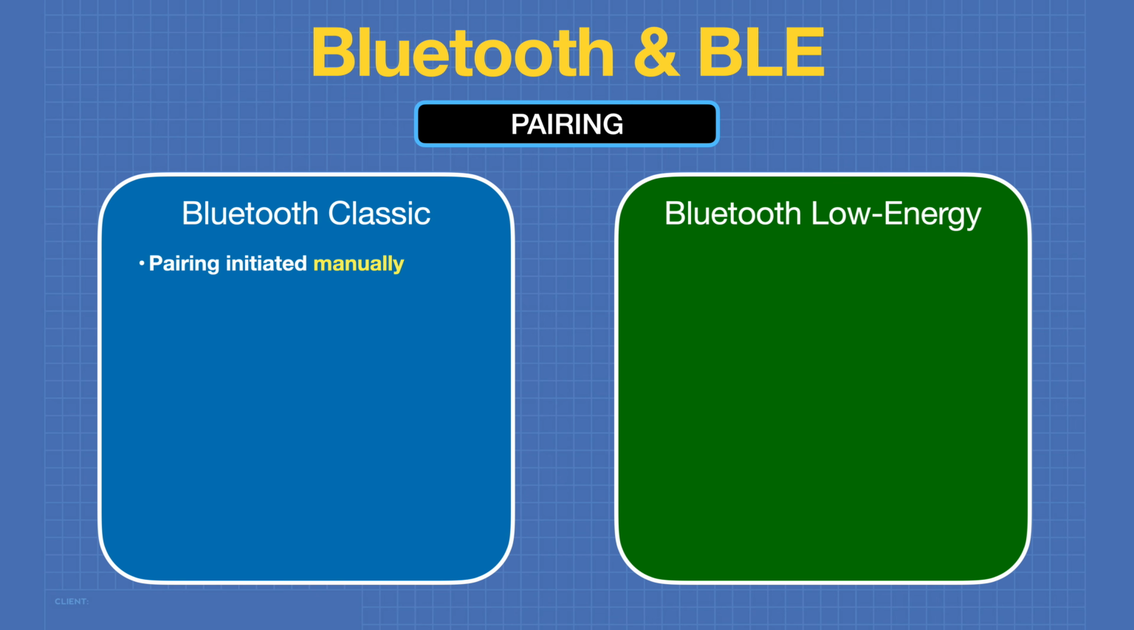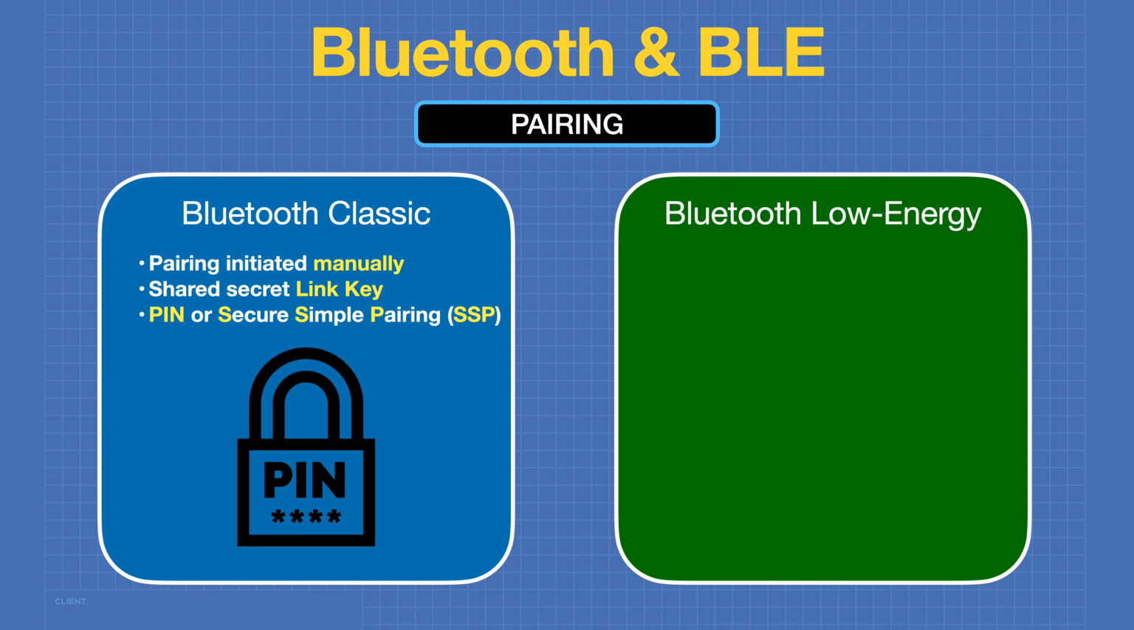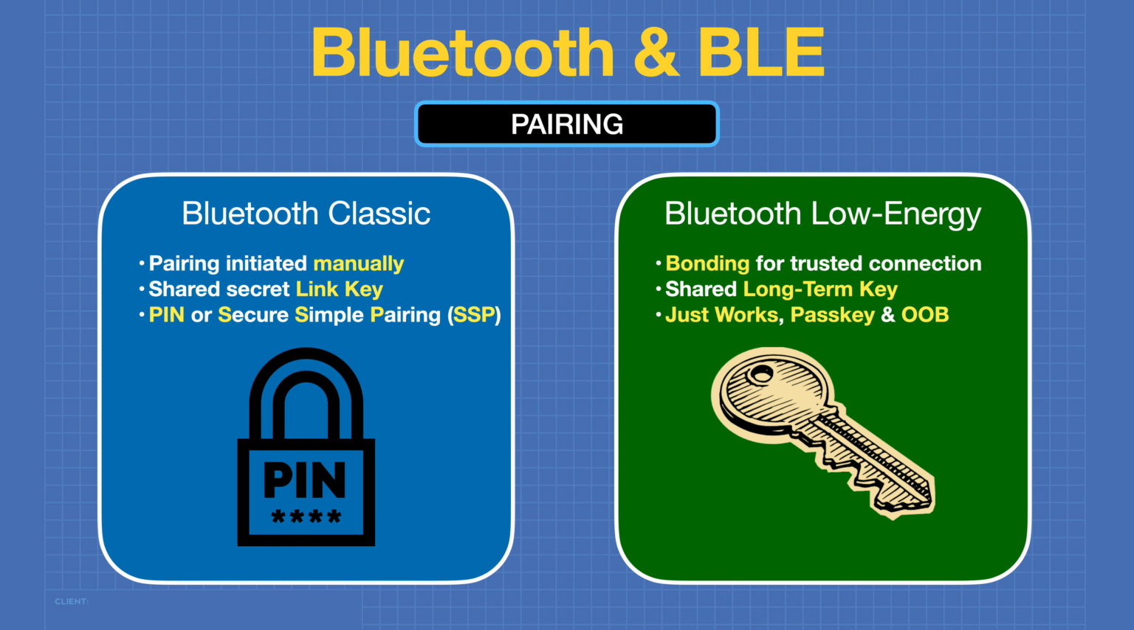Pairing in Bluetooth Classic is initiated manually. Bluetooth Classic devices share a secret link key. This key can be established with a PIN or a Secure Simple Pairing, SSP. Bluetooth Low Energy uses bonding for trusted connections between devices. Devices share a long-term key, and this eliminates the need for constant pairing. Protocols include JustWorks, Passkey, and OOB.